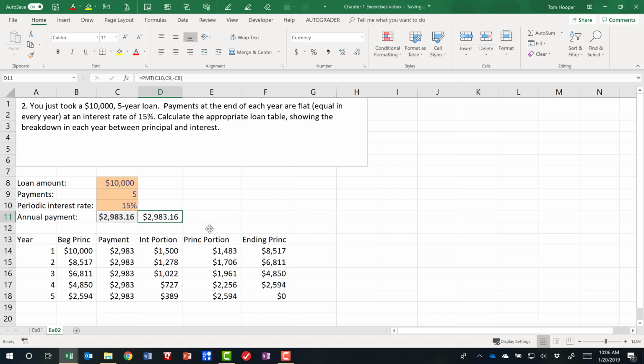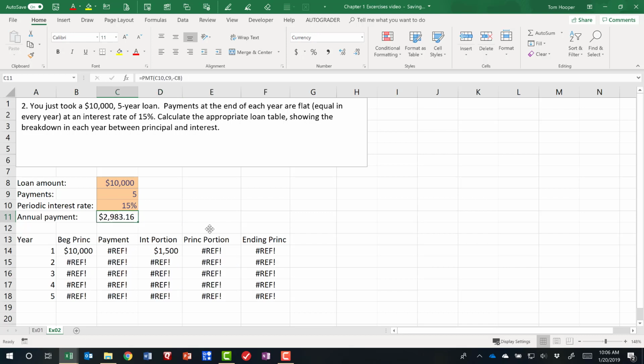Now, if I wanted to put that cell over here in C11, where our table is looking for a payment, it might be tempting to just Control X, Control V, but look what happens. All these guys that were looking up here for the payment say, hey, something stepped on top of that cell I was looking at. I no longer know where my cell went.